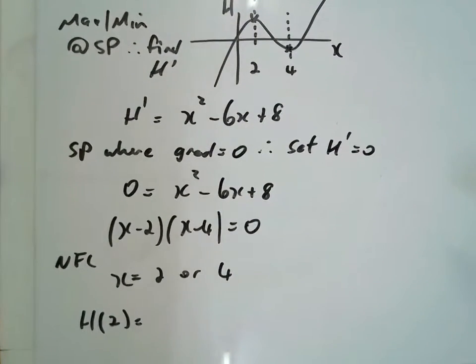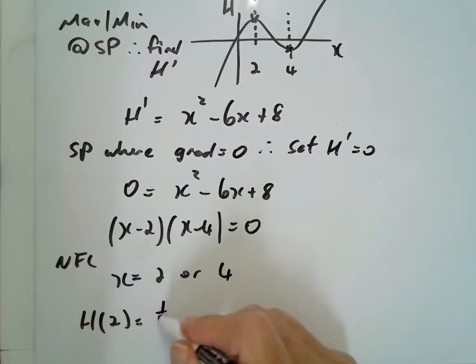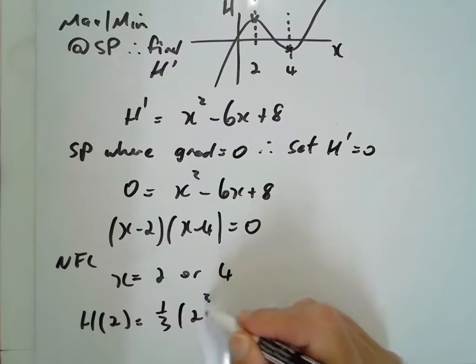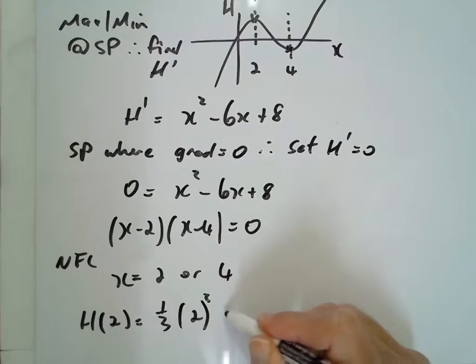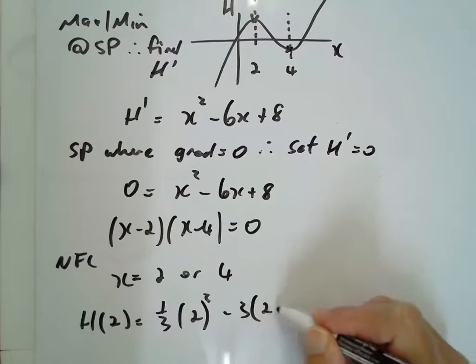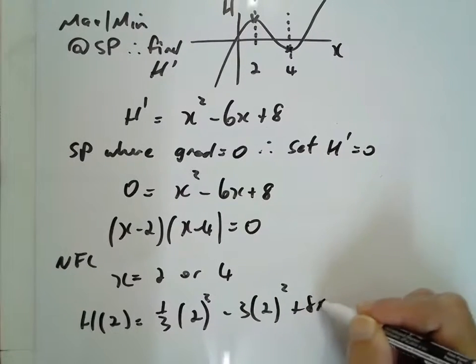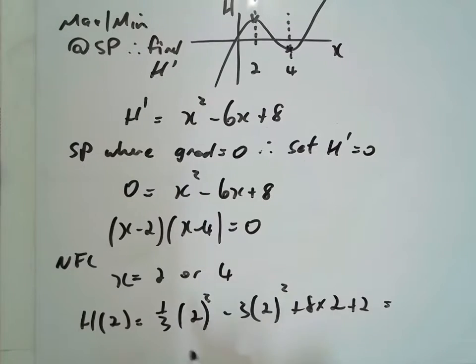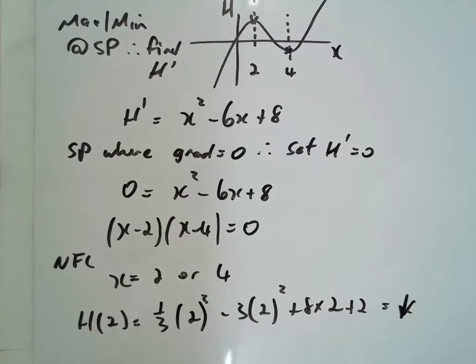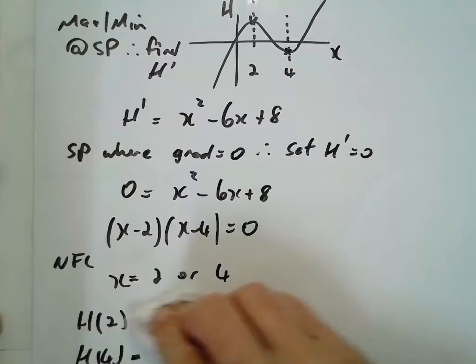So we're going to go 1/3 of 2 cubed minus 3 times 2 squared plus 8 times 2 plus 2. And we're going to whack that in the calculator and just get an answer there. And then we're going to get the height of 4 exactly the same way. Let's not worry about that now. You can do that in your calculator.